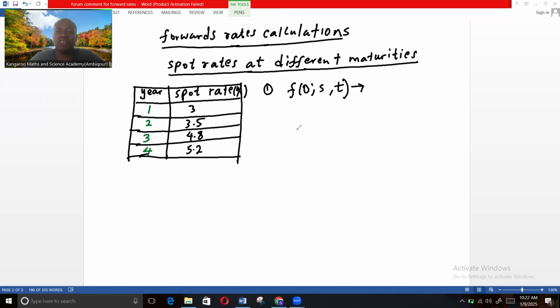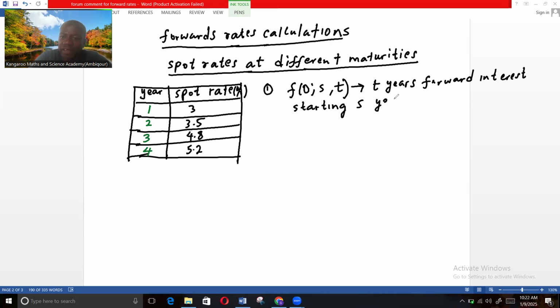If I were to construct this, I'll say this is a t-s forward interest rate, starting s years from now. So what does this mean? It means that if I were to construct a timeline, this is the starting point.